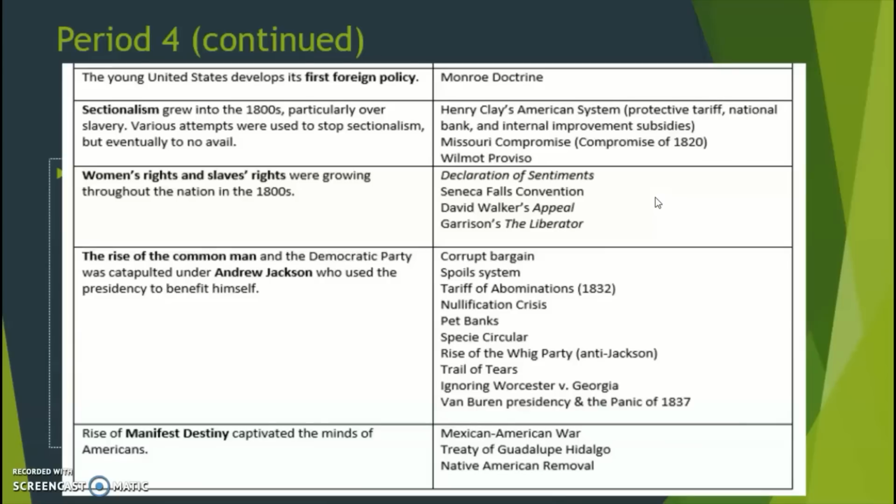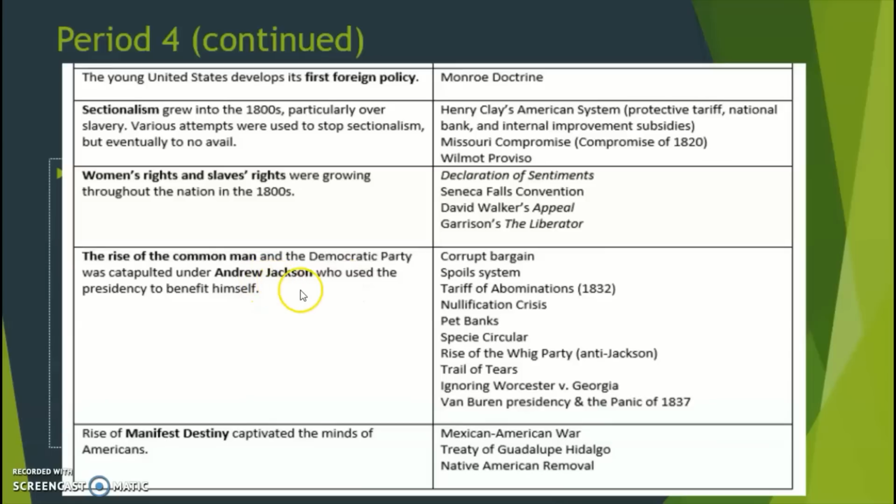Also happening at this time, you're going to have some very important publications, David Walker's Appeal and William Lloyd Garrison's The Liberator, advocating for slaves' rights and for abolition. So certainly that's going to be gaining momentum, and that's connected here to sectionalism. Also during this time, we have the rise of the common man, and the Democratic Party coming about, and this happens really under Andrew Jackson, who we know is going to use the presidency to benefit himself. But one thing that he's really good at is connecting with the common man. However, we see a lot of his presidency bogged down in major issues.